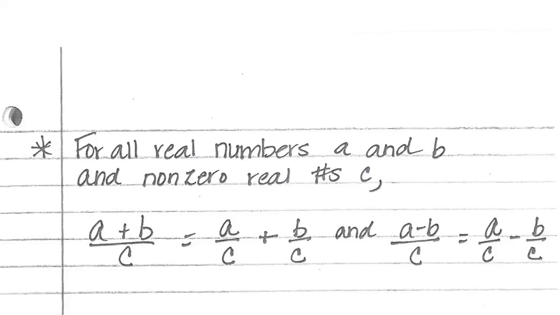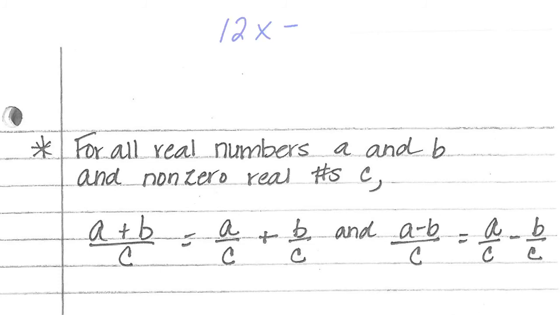We are moving on to another little property. This is not a property you need to know, but you need to understand how it works. For all real numbers A and B, and non-zero real numbers C, A plus B over C is equal to A over C plus B over C, and A minus B over C is equal to A over C minus B over C. So this is just like saying what we just did, okay? Let's look at a quick little example. Do not write this down.